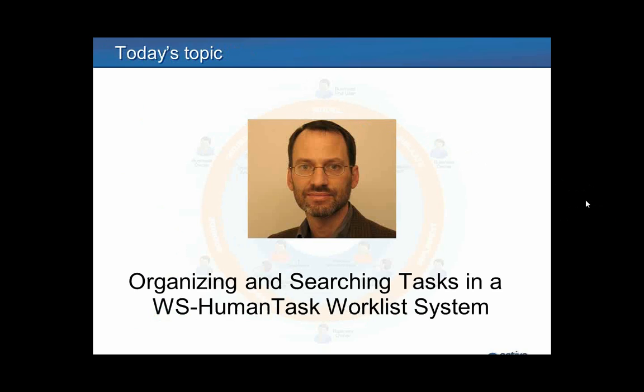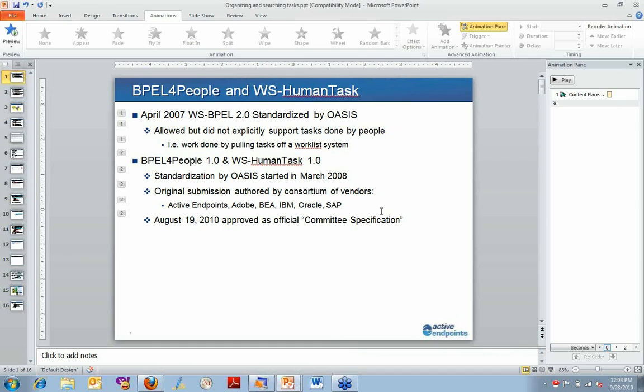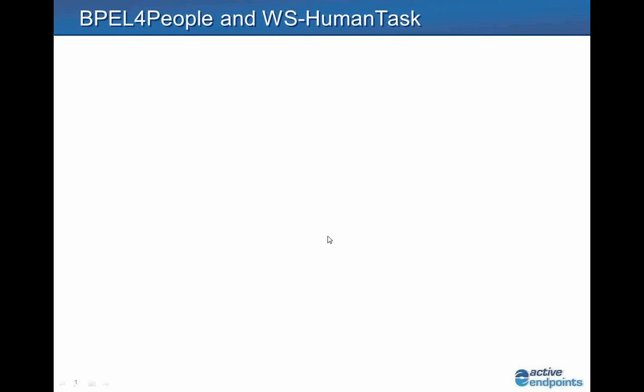Thanks, John. Let me bring up the presentation here, just a minute. Okay. Excellent. So first, I'll be talking about the way that you can use the WS-Human Task API and the worklist system that's based on it for organizing tasks, especially customizing the organization of different kinds of tasks.